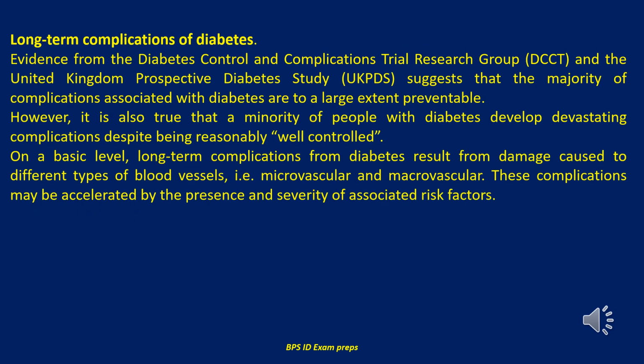Let's transit to long-term complications of diabetes. Evidence from the Diabetes Control and Complications Trial Research Group, abbreviated as DCCT, and the United Kingdom Prospective Diabetes Study, abbreviated as UKPDS, suggests that the majority of complications associated with diabetes are to a large extent preventable. However, it is also true that a minority of people with diabetes develop devastating complications despite being reasonably well controlled.